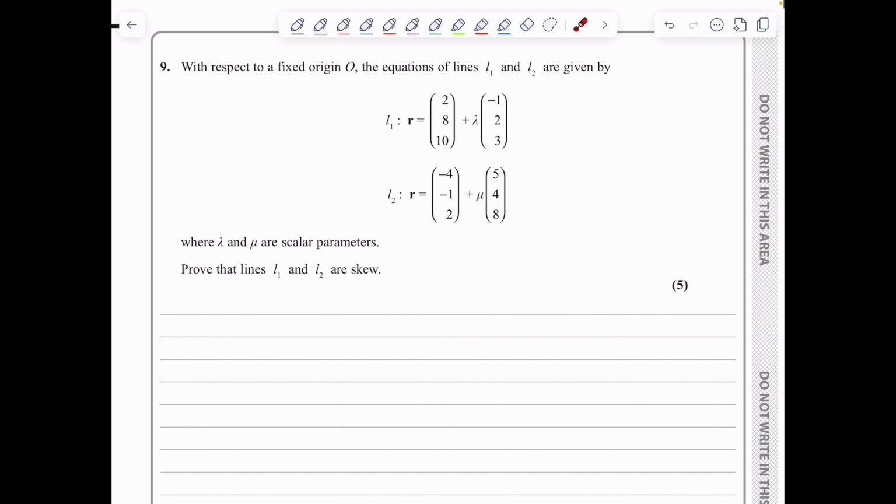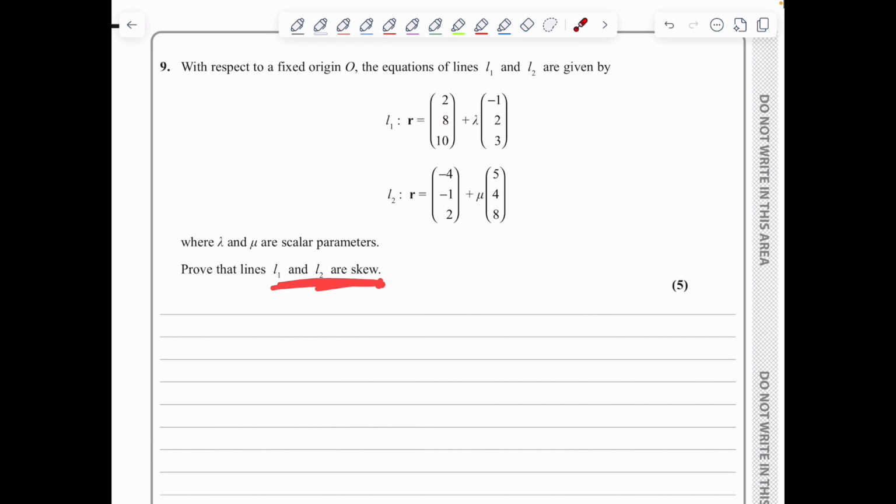In question 9, we're told that with respect to a fixed origin O, we've got the two lines L1 and L2 shown here, and we need to prove that the two lines are skew. Now, what does it mean for two lines in the 3D space to be skew? It means that they are not parallel and they do not intersect. So we cannot directly prove that two lines are skew.